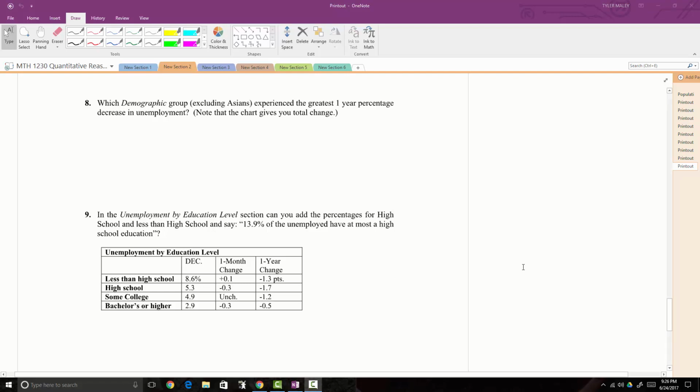Right, so an important thing to keep in mind here is what's given in parentheses. It says, note the chart gives you total change, right? So let's think about this for a moment. Let me do just the white. We'll focus with white.